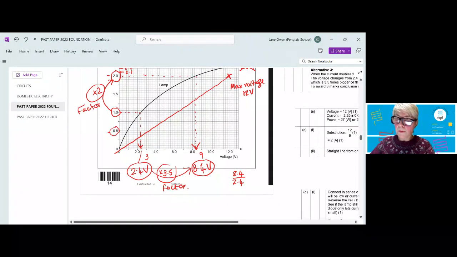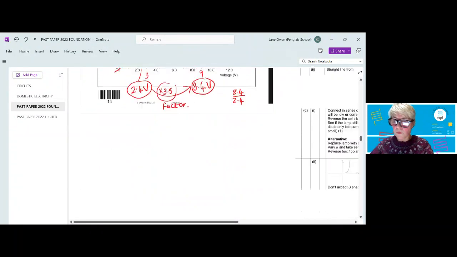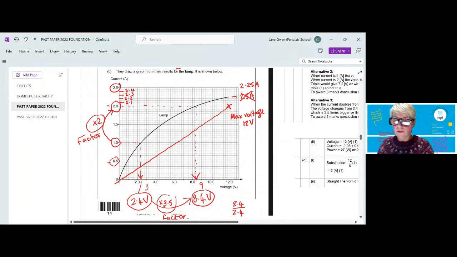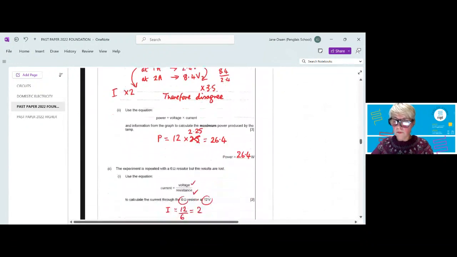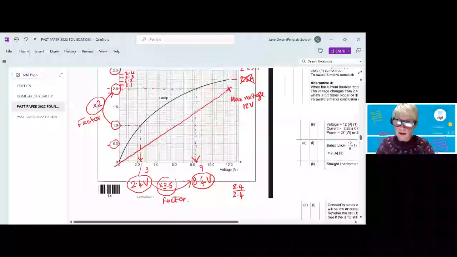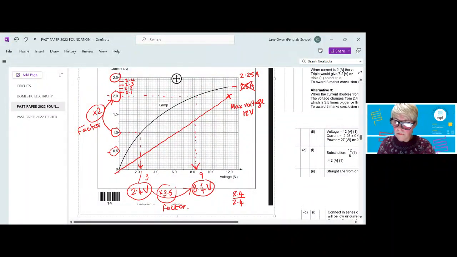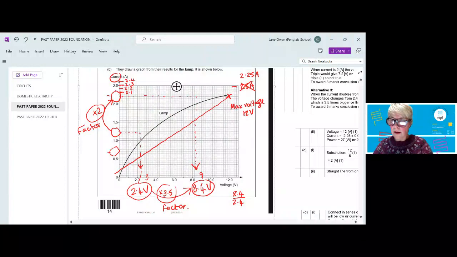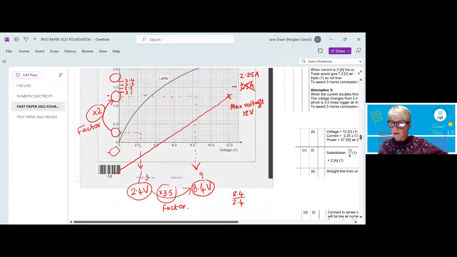Okay, the plotting has got to be to the nearest half of one of those small squares. And that will give you a constant gradient. Wherever you are along that line, you will still get 12 divided by 2, which is your 6 ohms. It doesn't matter where you are. So just test that out. It should be 1.5, 9 divided by 1.5. That will give you 6. Okay, 6 ohms.